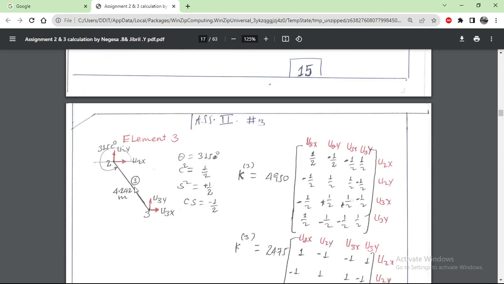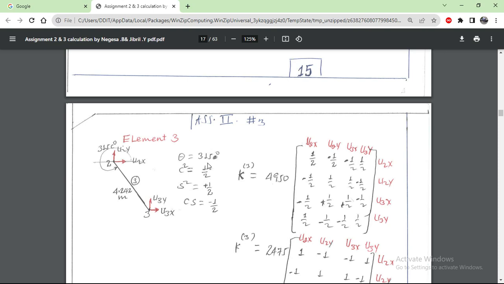Similarly, element number 3 is inclined. After calculation, its length is 4.24 meters. At point 1 the displacements are in the x and y directions, and at the other point also in the x and y directions. The inclined angle theta is 315 degrees. Then cosine squared is this one, sine squared is 1 over 2, and cosine times sine is negative. You calculate this and you should get this result.